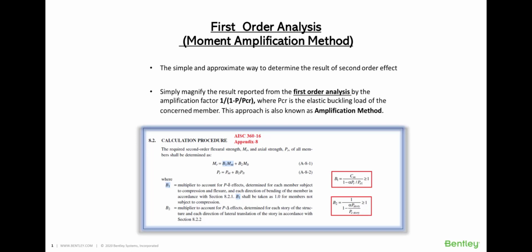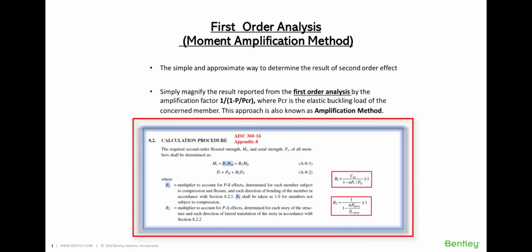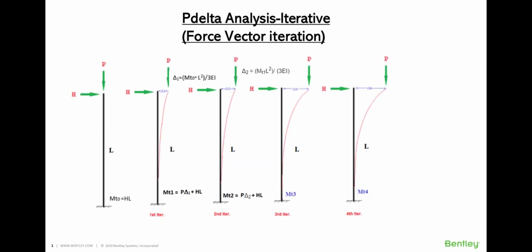The AISC 360-16 code uses this generic expression with some modification to formulate two equations mentioned in Appendix 8 for determining the P small delta and P large delta in terms of B1 and B2 factors. Then comes the rigorous second order analysis. Here one has to compute the second order effect directly and rigorously.